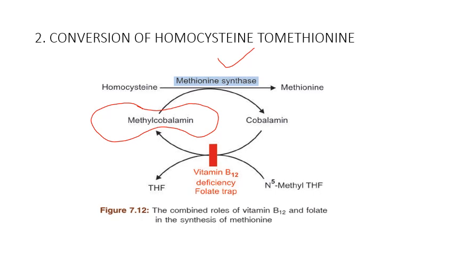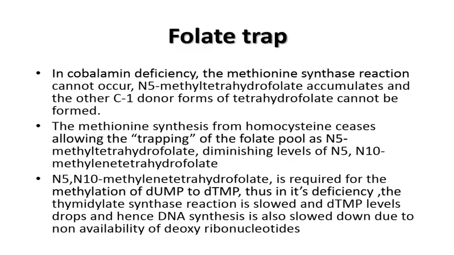Here is another important point, known as the folate trap. Whenever vitamin B12 deficiency occurs, there will be trapping of folic acid. In cobalamin deficiency, the methionine synthase reaction cannot occur properly. That means N5-methyl tetrahydrofolate accumulates and the other one-carbon donor forms of tetrahydrofolate cannot be reformed. So methionine synthesis from homocysteine ceases, allowing the trapping of folic acid as N5-methyl tetrahydrofolate.